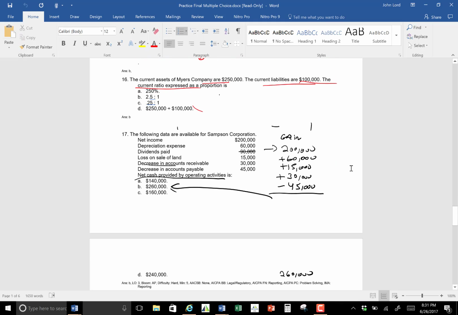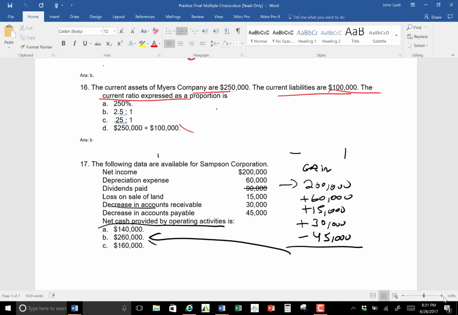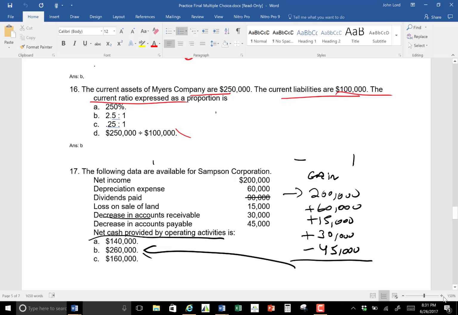Okay, so let's take a look at this number 17 as an example here. Let me make that a little bigger. So we have net income of $200,000, and the question is asking for cash provided by operating activities, right? They give me depreciation. Do you know what to do with depreciation? Depreciation is added. Depreciation doesn't use cash, right? So I add the depreciation.